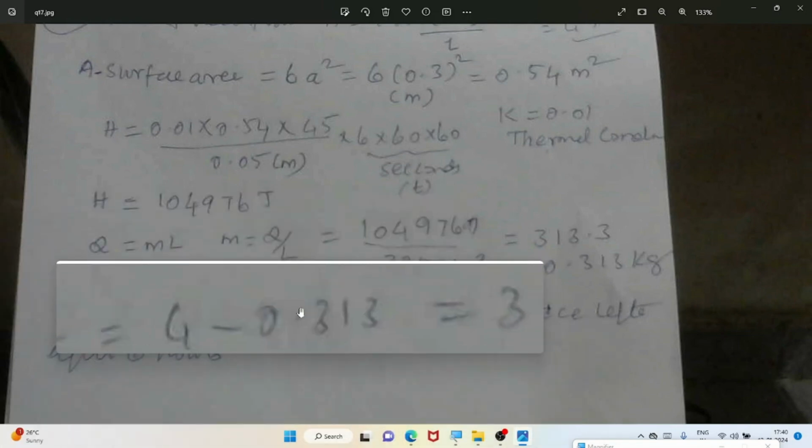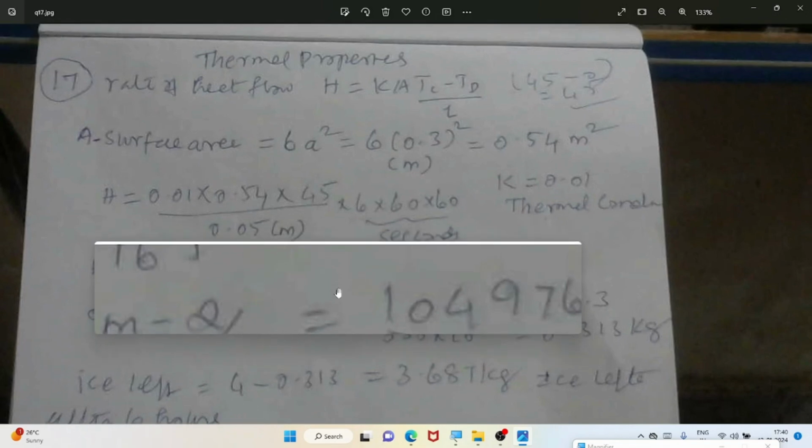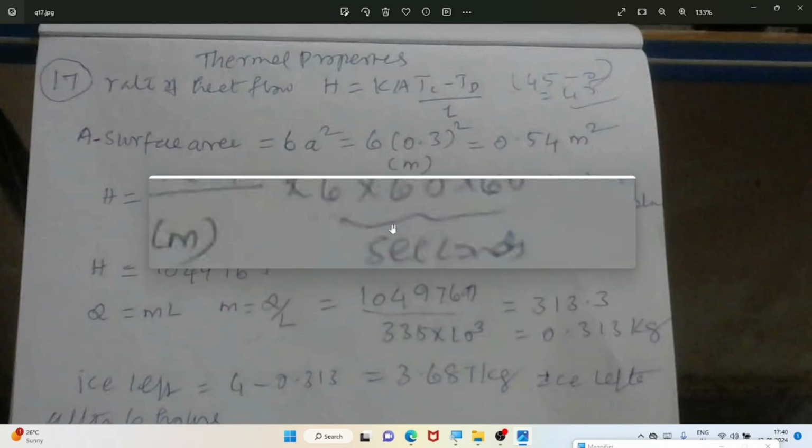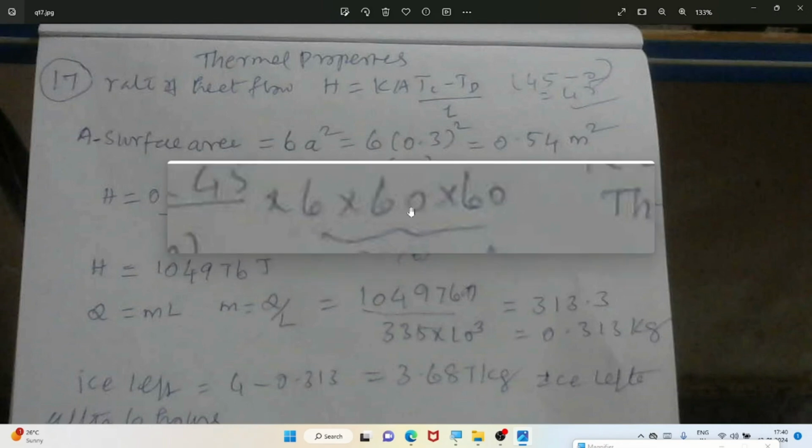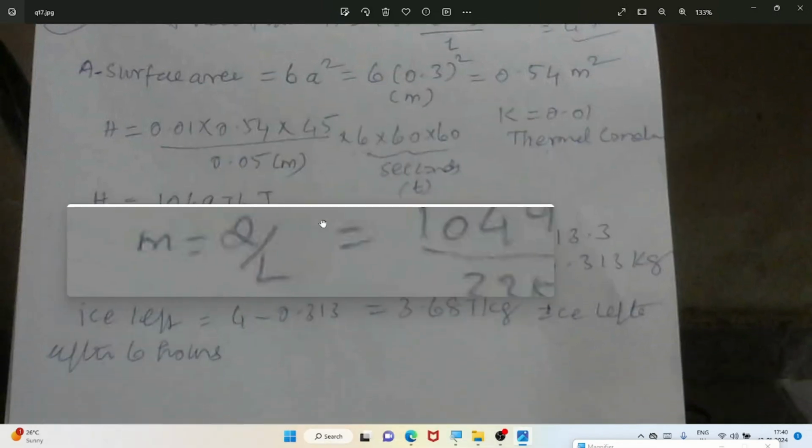So here, the time we are using for the 6 hours is in seconds, converting from hours and minutes to seconds.